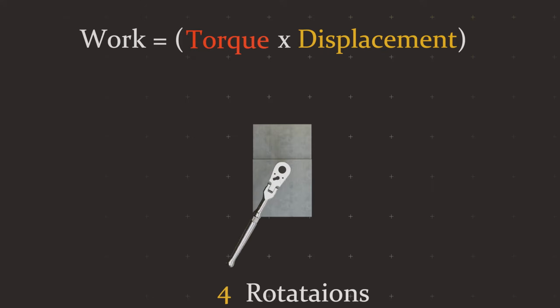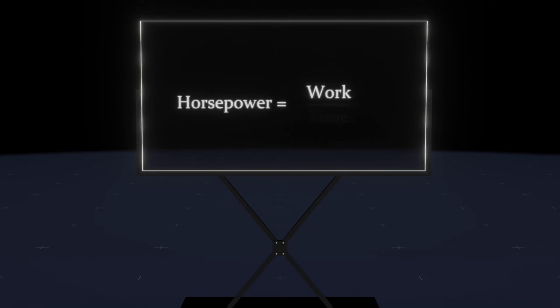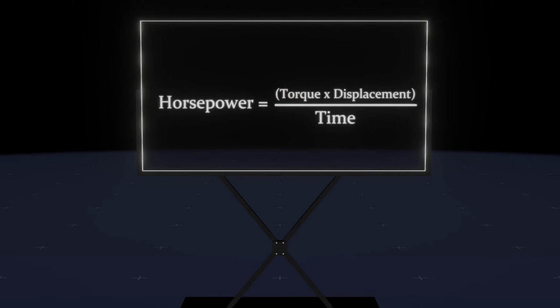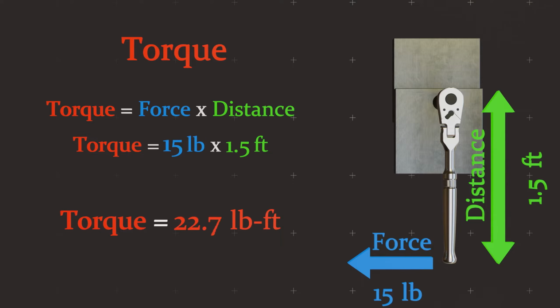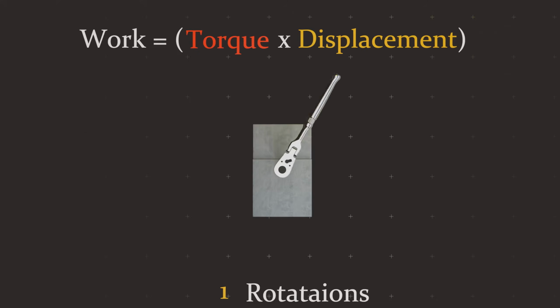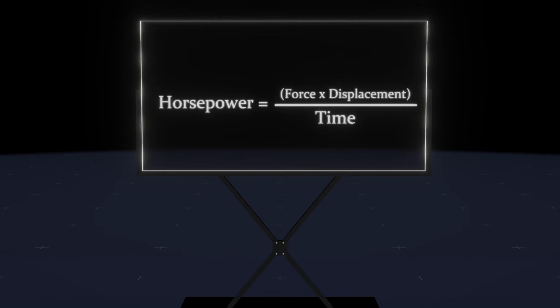Now let's do a little recap. Horsepower is equal to work over time, or torque times displacement over time. Torque is a twisting force, and displacement is how far that twisting force rotates. The last variable we have to look at is time.